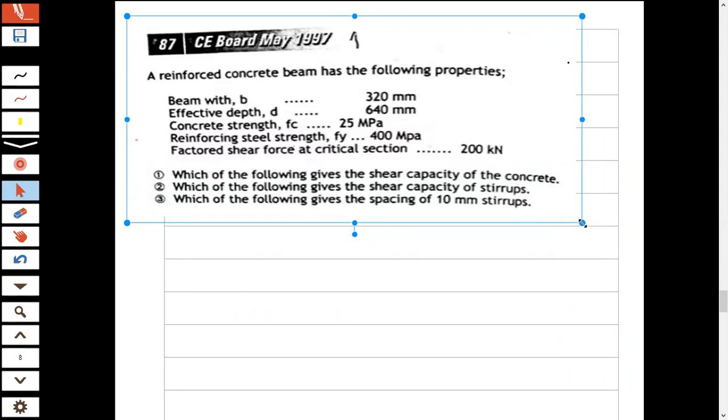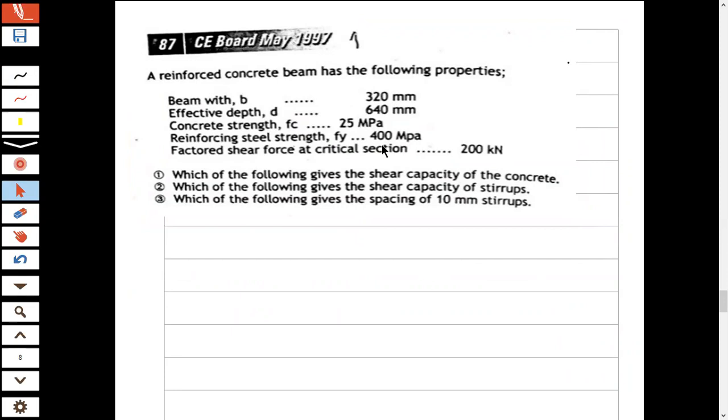Ito. So we have here given lahat, mas madali siya basahin. First question. Okay, a reinforced concrete beam has the following properties. Beam width is 320, effective depth is 640, FC prime is 25, FY is 400, VU is already given. Factored shear force at critical section, okay? So in other words, this is VU. Which of the following gives the shear capacity of the concrete?